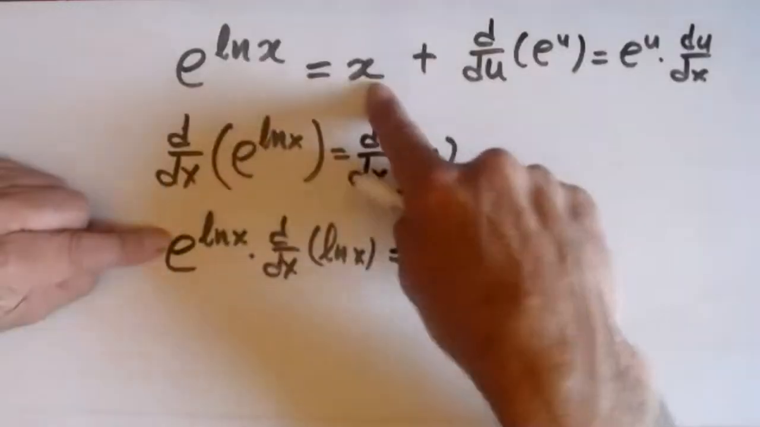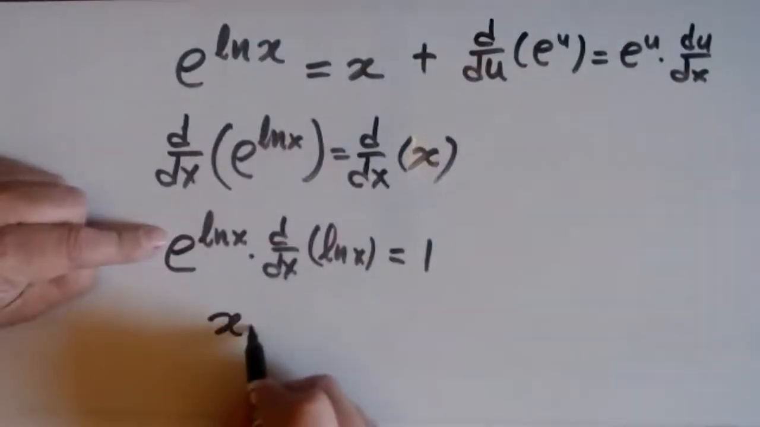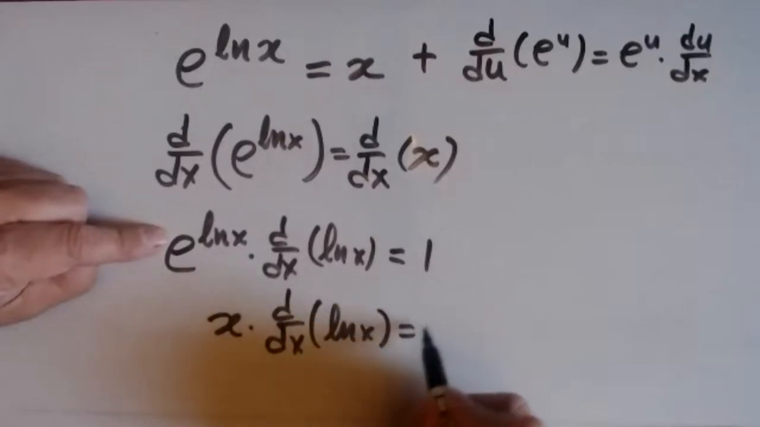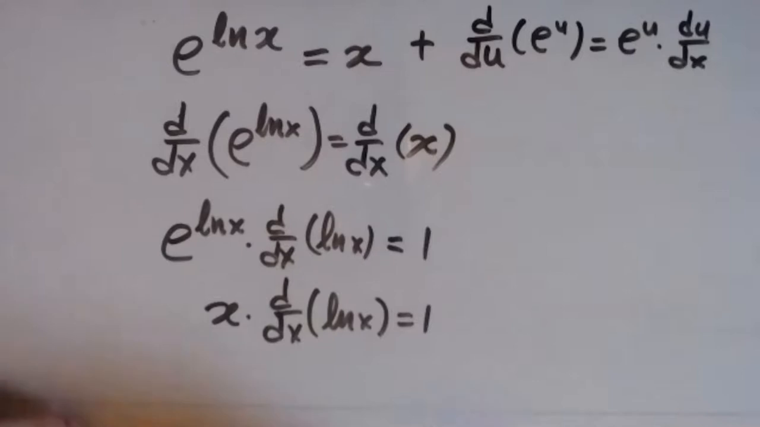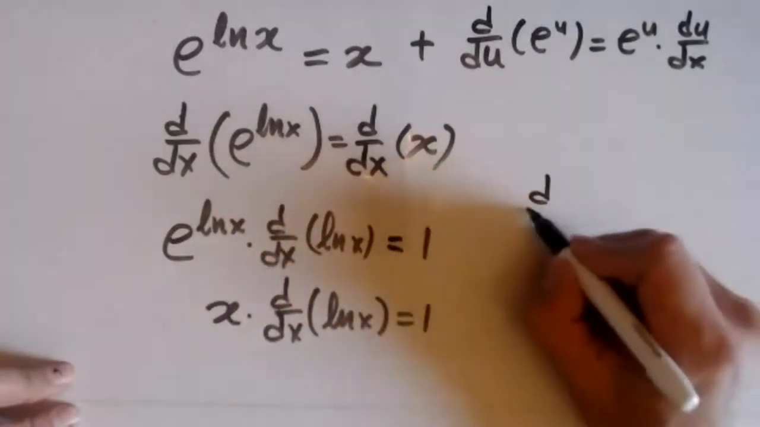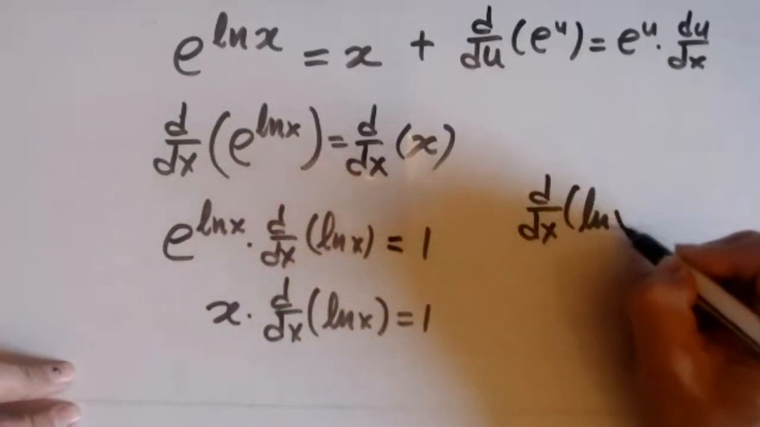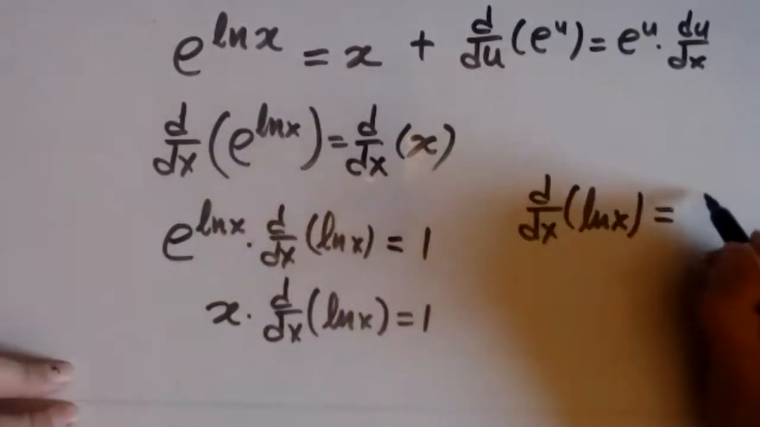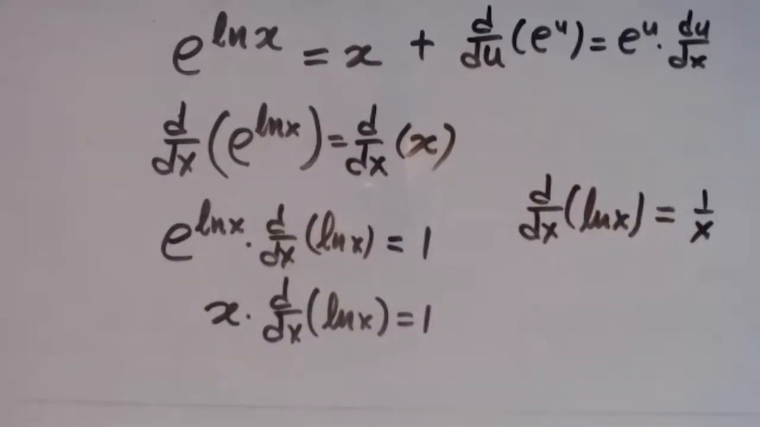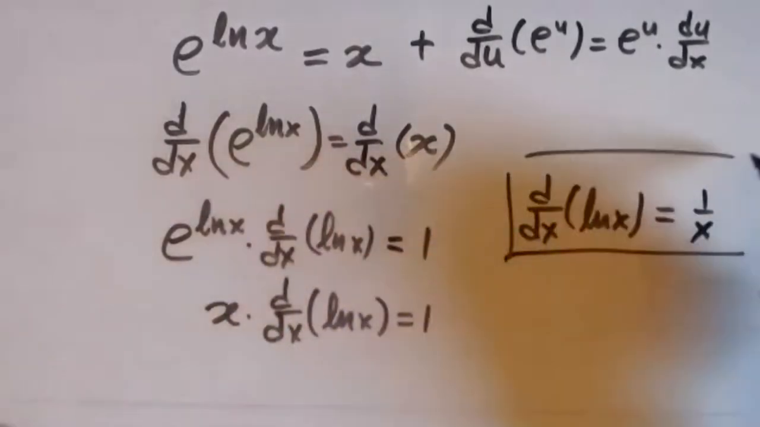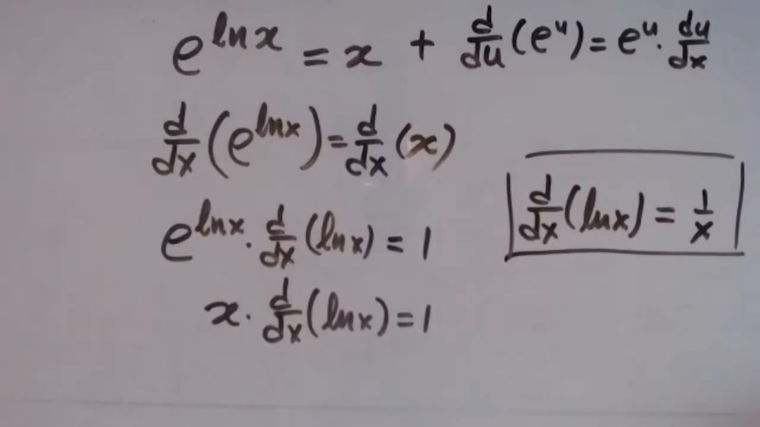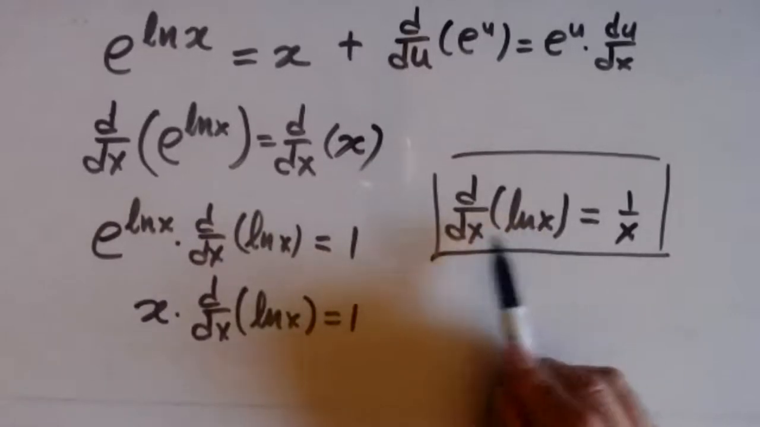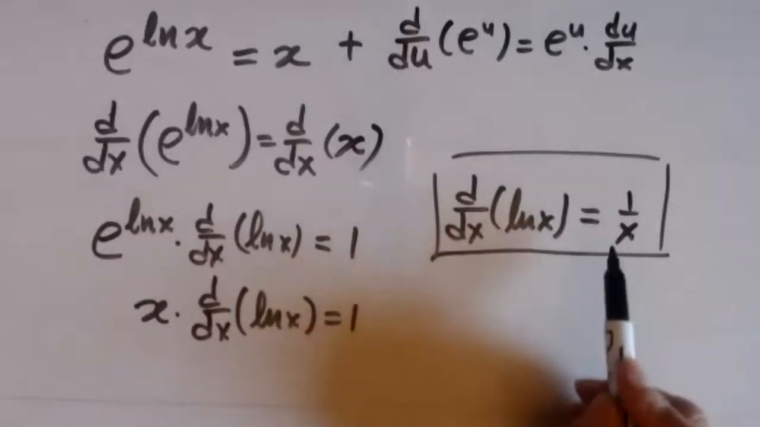Now, what I'm going to do is a little bit of algebra. This is x, so I'm going to change it: x times d dx of natural log of x equals 1. And finally, I'm going to find that d dx of ln x, solving for it here, is 1 over x. So this is going to be another formula we are going to use a lot. So try to remember this formula also. The derivative with respect to x of the natural log of x is the reciprocal function.